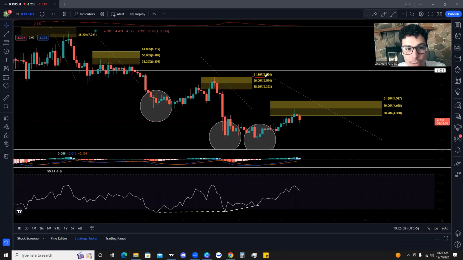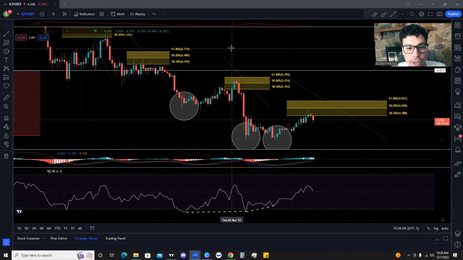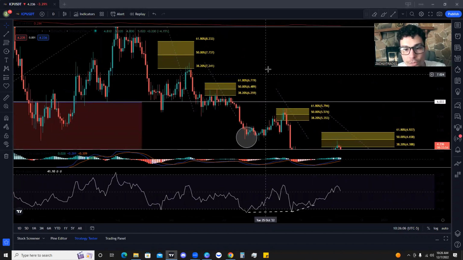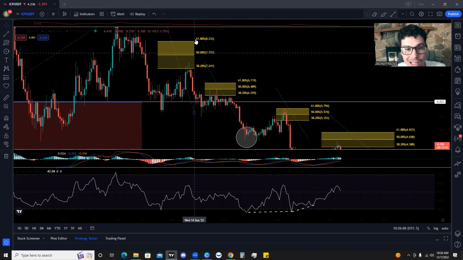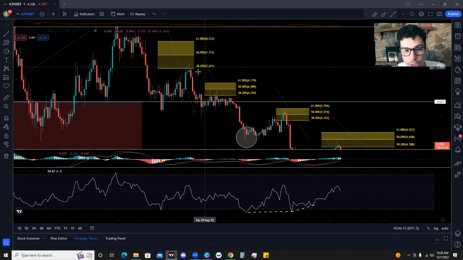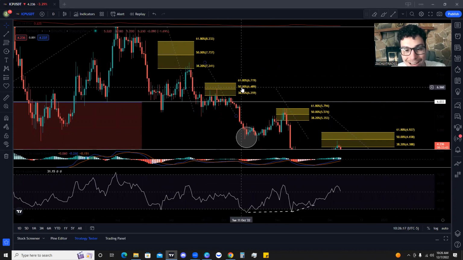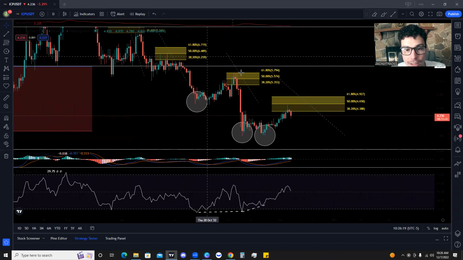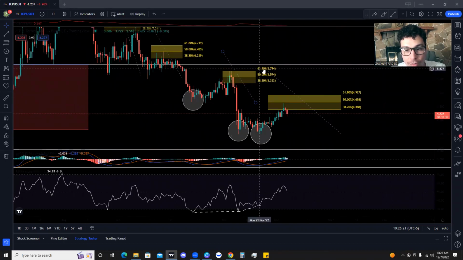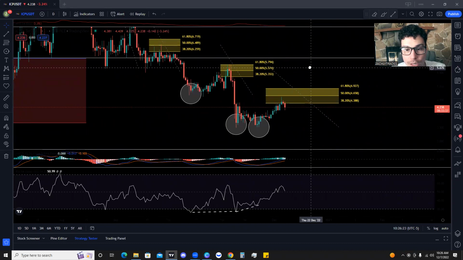and then this time we get rejected at the 61.8% level. From a learning perspective, this is a really great example of why it's these three levels. You never know which level it's going to be. In this one, we got rejected at the first level, the 38.2. In this one, we got rejected at the second level, the 50%. And in this one here, we got rejected at the third level, the 61.8% retracement level.